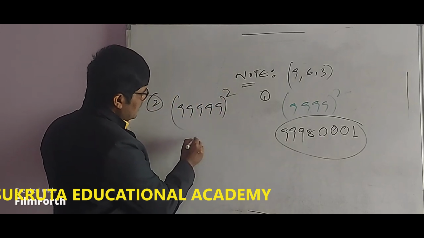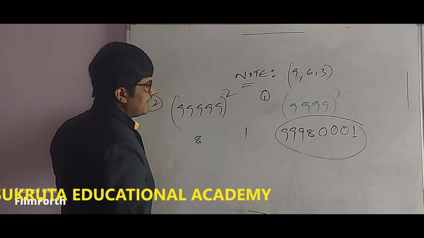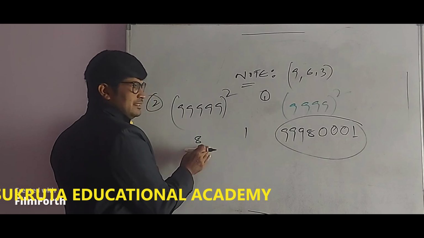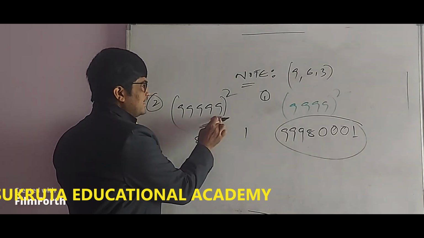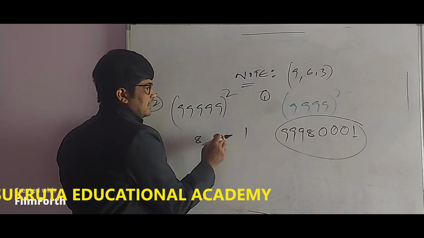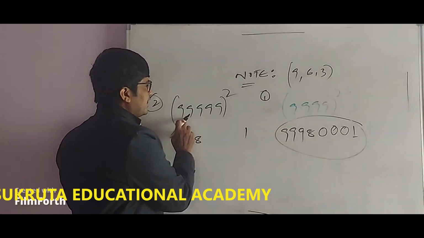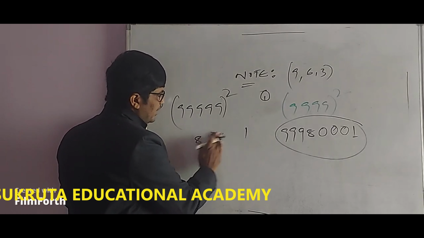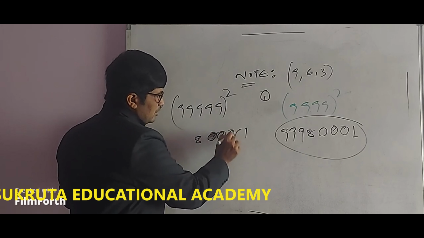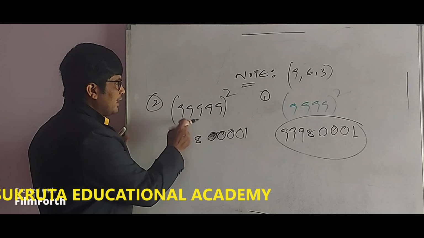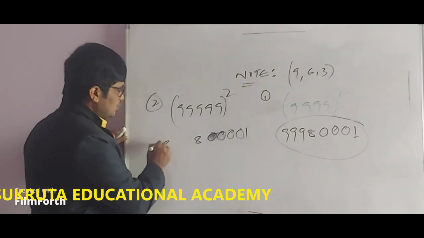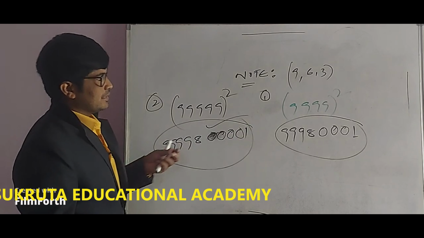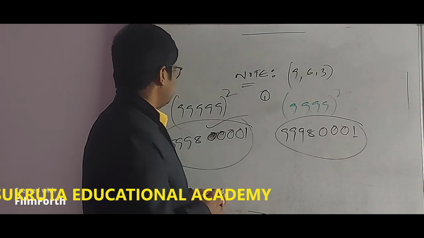9 square means 81, 8 will be here and 1 will be here. We take a lesser digit than 1 and a greater digit than 8. There are 5 nines, so as 5 digits have been given, we have to take 4 zeros and 4 nines. This is our answer. In such a manner we can answer any kind of question.